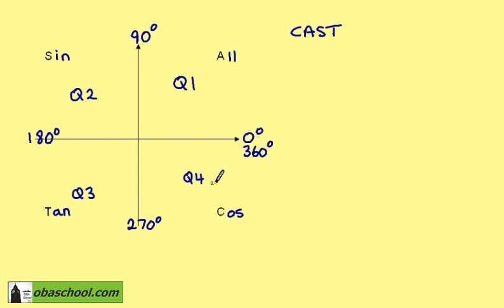I have seen other mnemonics. One I used at school was ACTS, A-C-T-S. This starts in the correct quadrant, but unfortunately goes around in the wrong direction. There are other mnemonics that we can use that start in quadrant 1 and go around the right way.